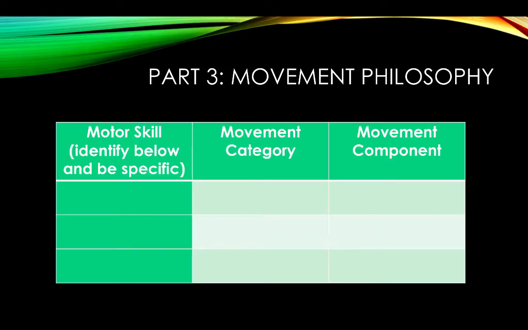So part 3 of the movement philosophy, this is what we're really looking for. So you're going to identify the movement skill, be specific in this table for part 3. Then you're going to tell me what is the movement category of that skill. And if that category has components, which component is that motor skill? So we're going to be talking a little bit about that. Hopefully by next week, you will have your assigned participant and be able to look over their binder and figure out what the 4 skills are that you're going to be responsible for teaching this semester.